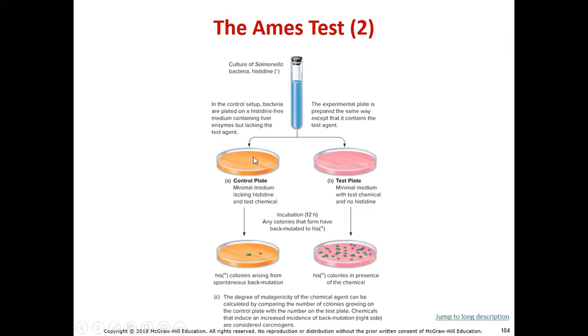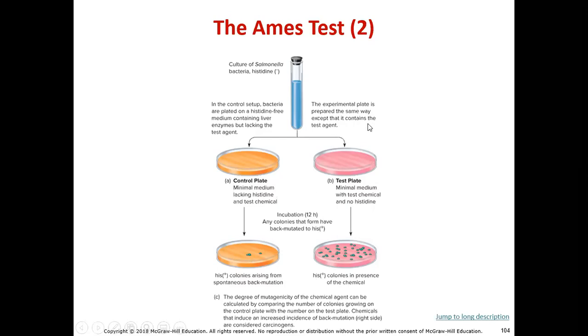So it's a control plate, minimal media lacking histidine. Colonies arise from spontaneous back mutation. They mutate back, in other words, they gain the ability. So a few of them will be able to express it.